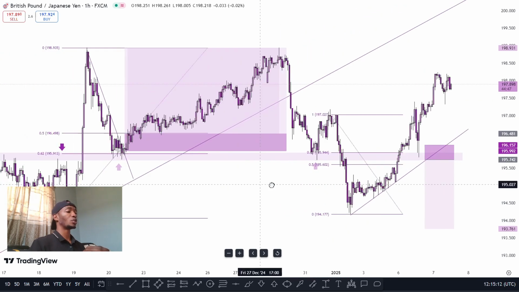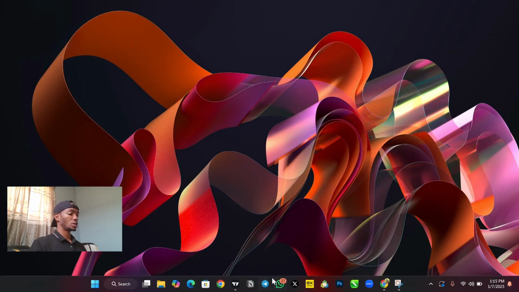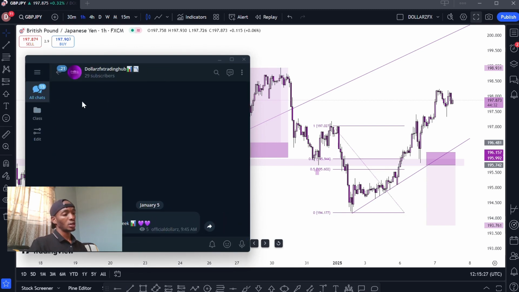Now let me show you the trade, because I took this trade. Let me show you the trade. I think I posted it on my Telegram channel. Let's just wait for it. Right around here. Let's wait for it to get it.